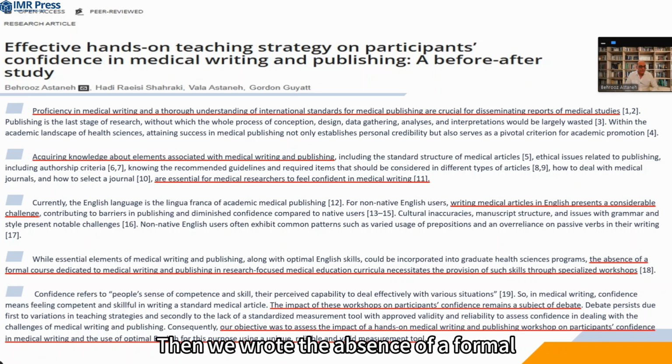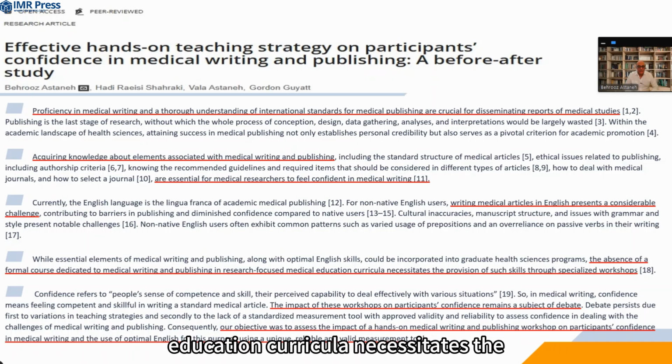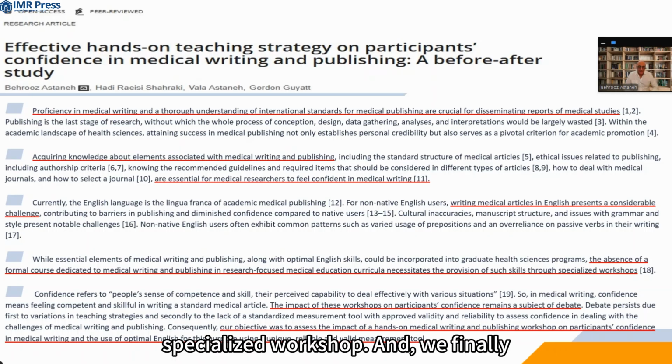When we wrote the absence of a formal course dedicated to medical writing and publishing in research-focused medical education curricula necessitates the provision of such skills through a specialized workshop. And we finally said that the impact of these workshops on participants' confidence remains a subject of debate. So what is a remaining problem is that among many workshops on medical writing publishing which are held worldwide, the impact of these workshops hadn't been so far evaluated.